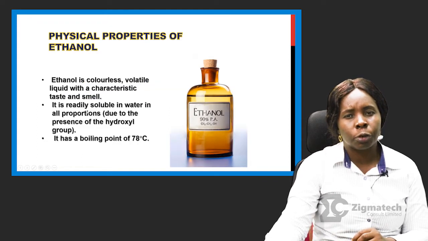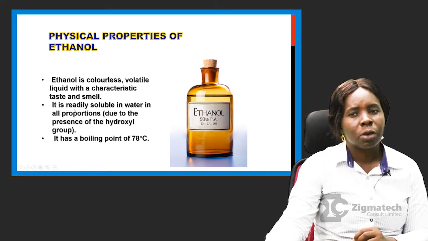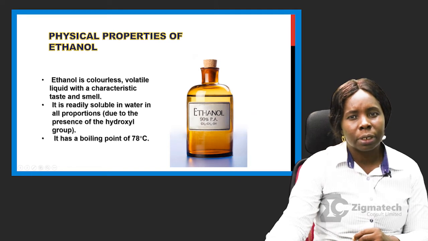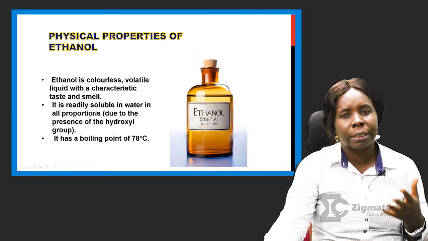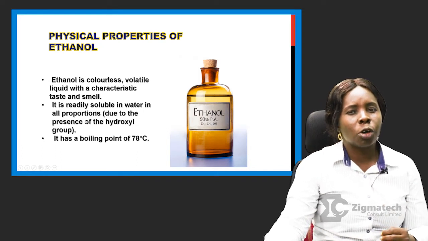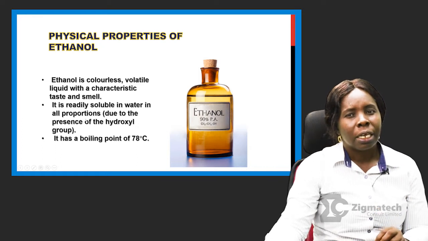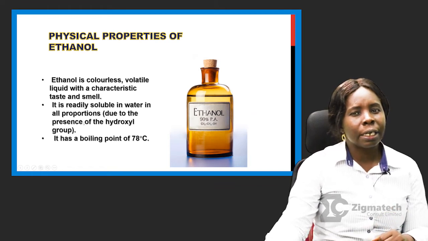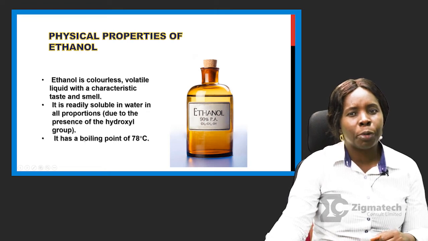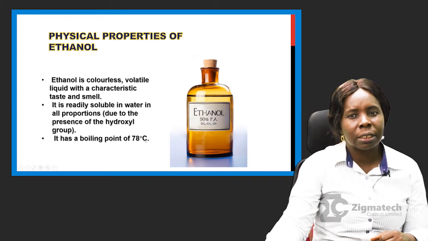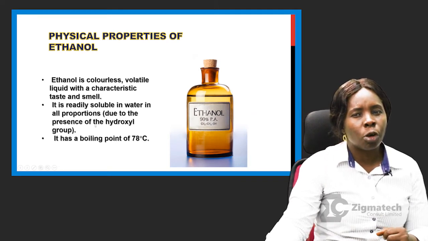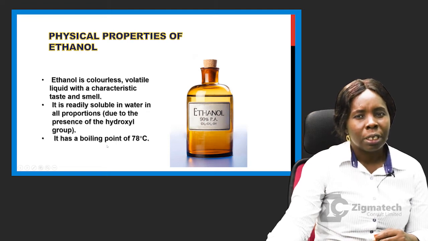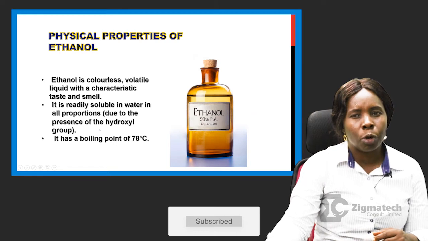Physical properties of ethanol. Ethanol is a colorless volatile liquid with a characteristic smell and taste. When you open it, it vaporizes into the atmosphere. Ethanol is very soluble in water in all proportions, and this is due to the presence of the hydroxyl group. Ethanol has a slightly high boiling point of 78 degrees Celsius. The solubility of ethanol in water and its high boiling point is due to the presence of hydrogen bonding. It forms hydrogen bonding with water molecules.